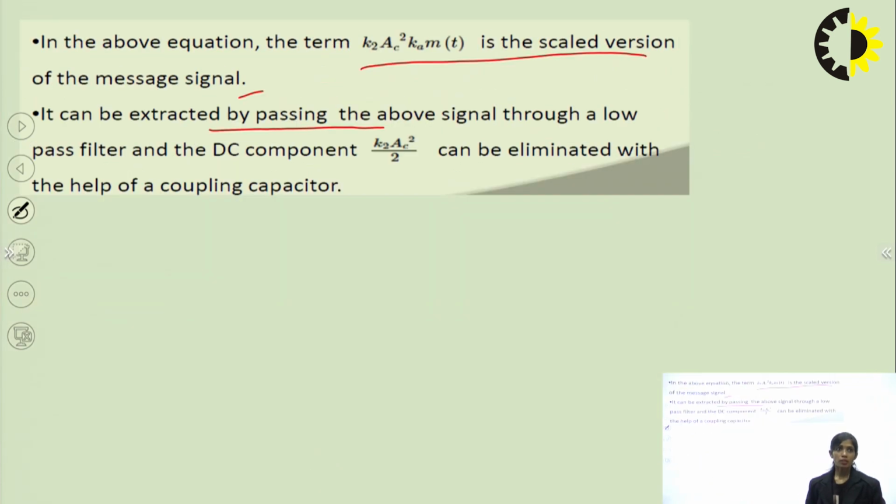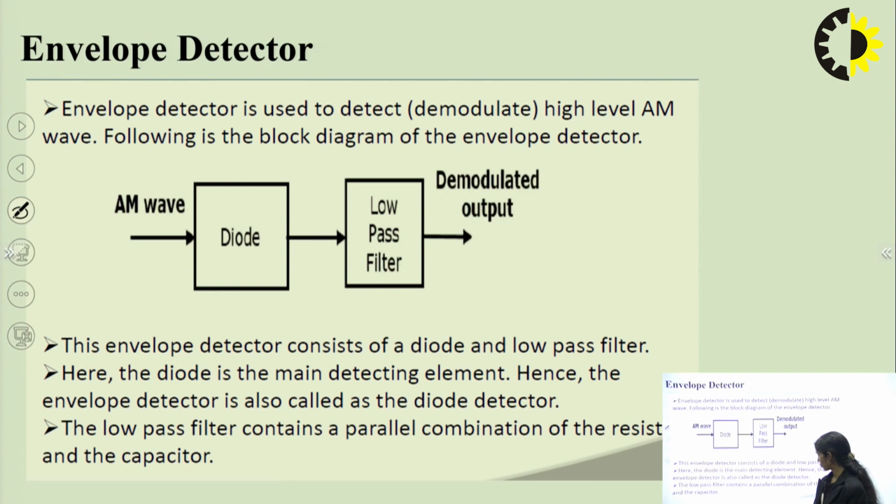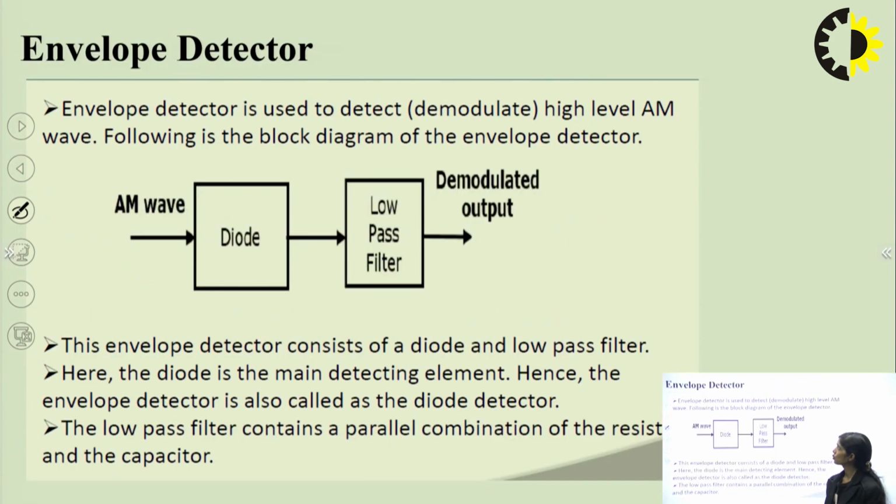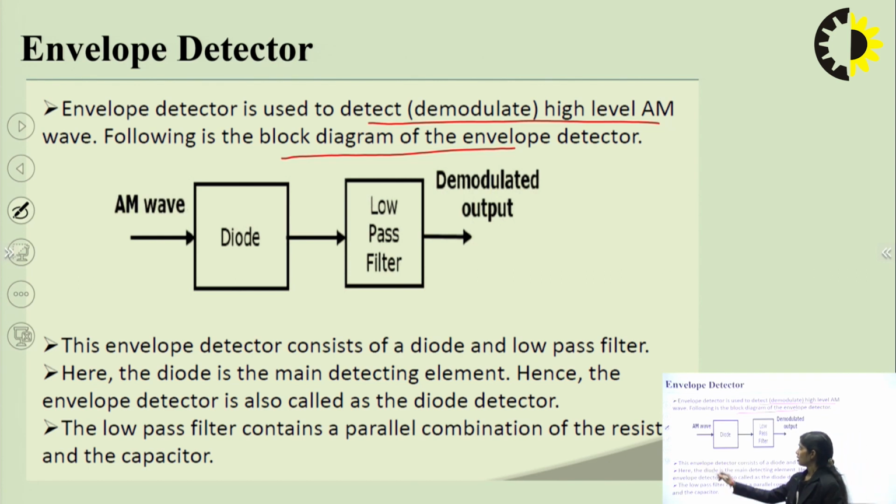Similar to this, we have another type of demodulator, that is called a detector. One is called the square law demodulator and another is the envelope detector. The envelope detector is also used to detect the AM wave, and it again separates the message signal from the high frequency carrier signal. In this we have an input AM wave, and it is passed through the diode here. That's why it is called an envelope detector.